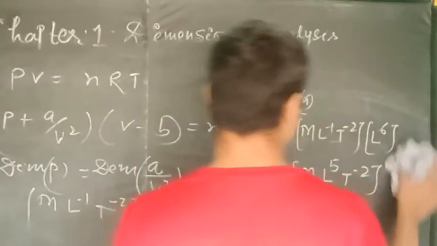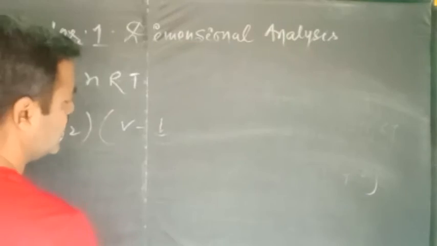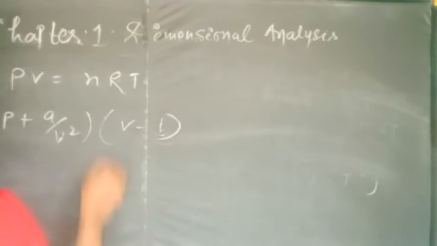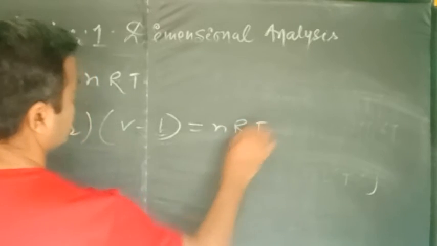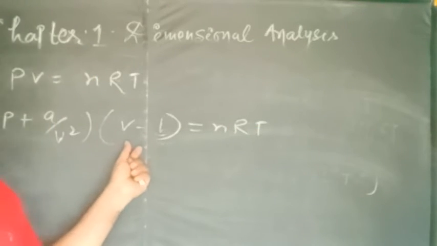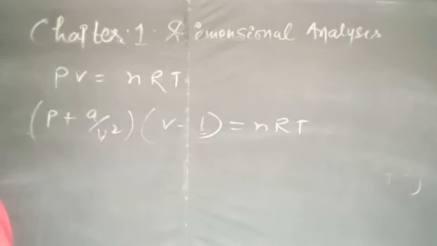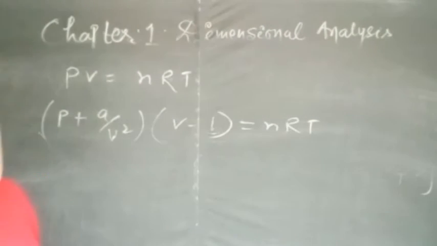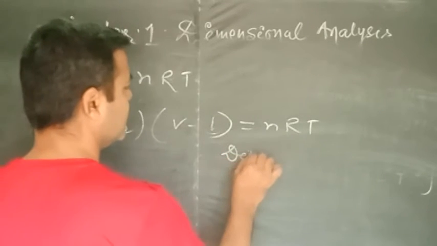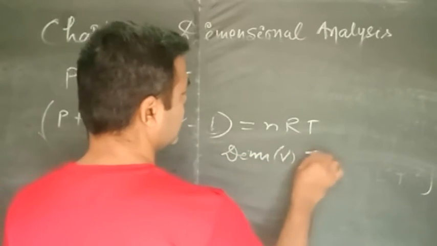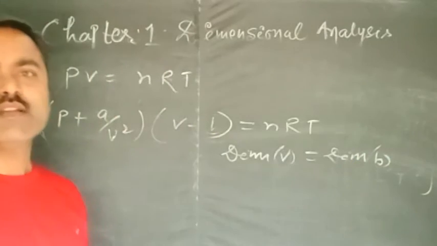Now, how will you find the dimensional formula of b? It is given (P + a/V²)(V − b) = nRT. Now, these are separated with a negative sign, and you know if the physical quantities are separated by plus or minus, then the dimensional formulas are equal. So here the dimensional formula of b equals the dimensional formula of V, because they are separated with the negative sign.